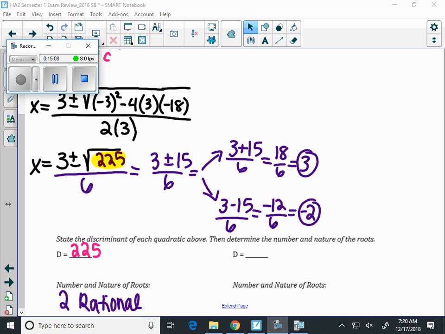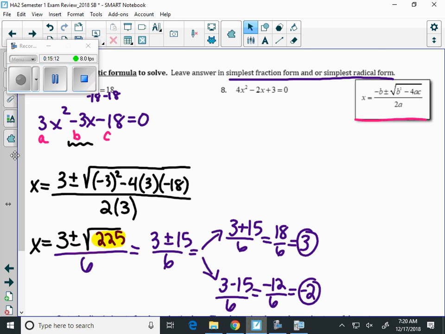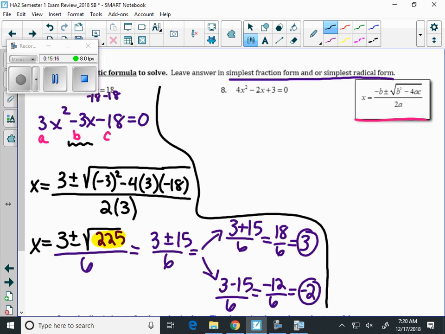Okay, so now for the next one, I might have to erase some of this. But we'll see. We'll leave it, and then if I have to erase it, I will. I'll just be a little messy.